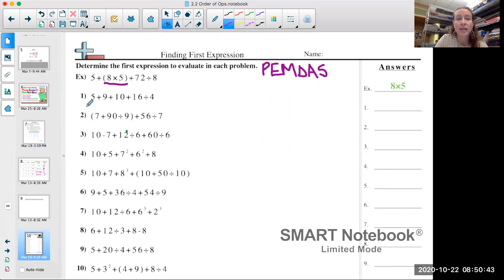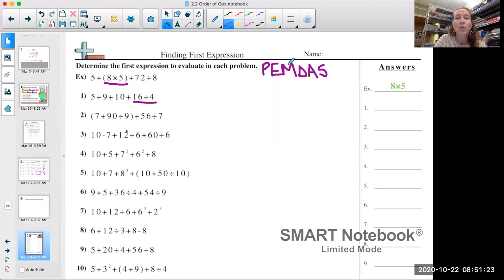In this one, we don't have any parentheses, so we can forget that. We don't have any exponents, so we could forget that. So our first thing to look for is multiplication or division. Let's see. That's adding, adding, adding. Oh, division. So our first expression that we need to do is this 16 divided by 4. That would be the first expression. Now we'll do number 2 together, and then we'll do number 4 together. And then I'm going to have you do one like this all on your own.